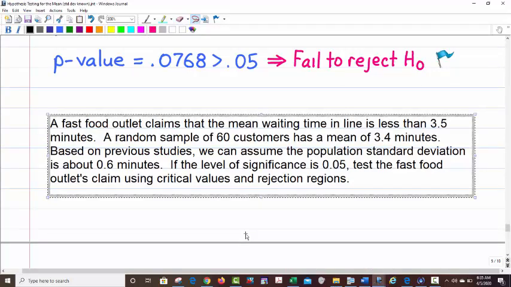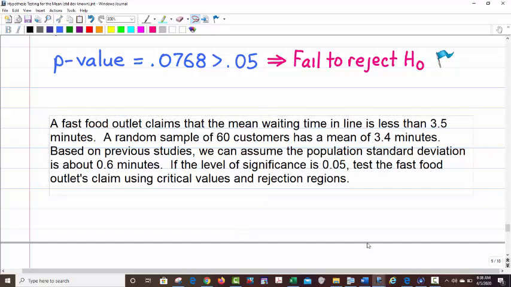A fast food outlet claims that the mean waiting time in line is less than 3.5 minutes. A random sample of 60 customers has a mean of 3.4 minutes. Based on previous studies, we can assume the population standard deviation is about 0.6 minutes. If the level of significance is 0.05, test the fast food outlet's claim using critical values and rejection regions.